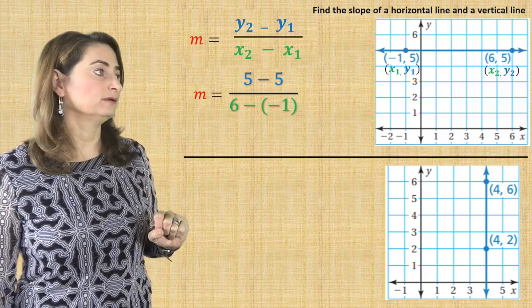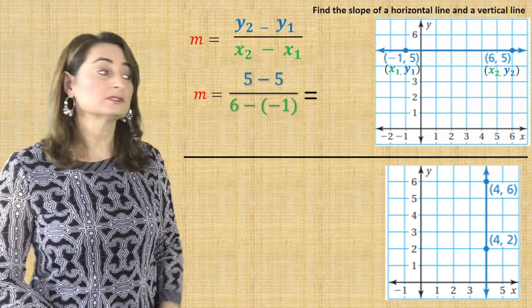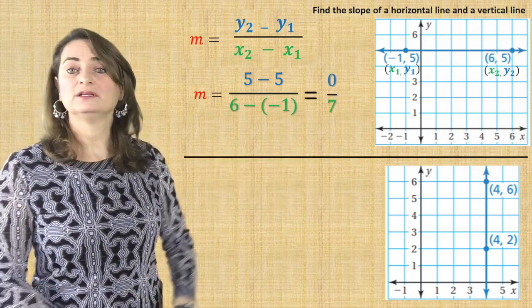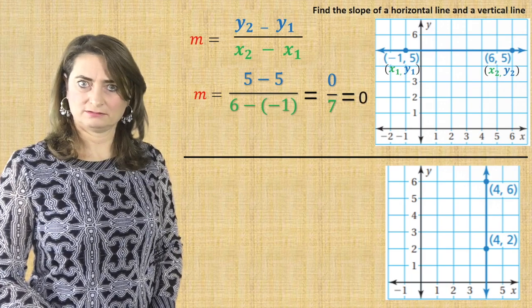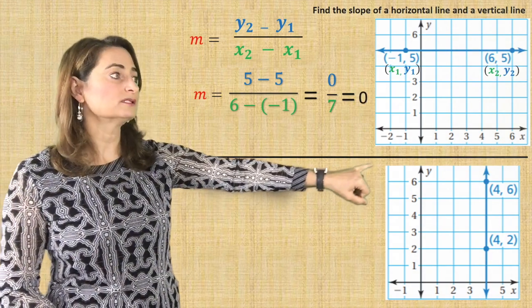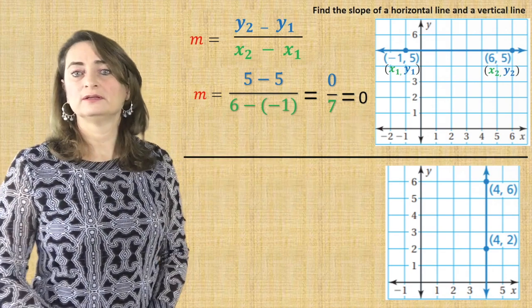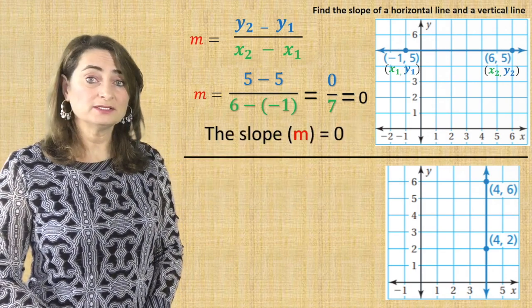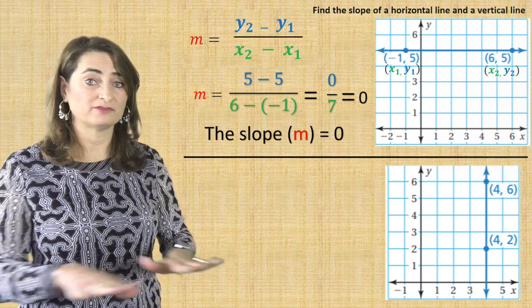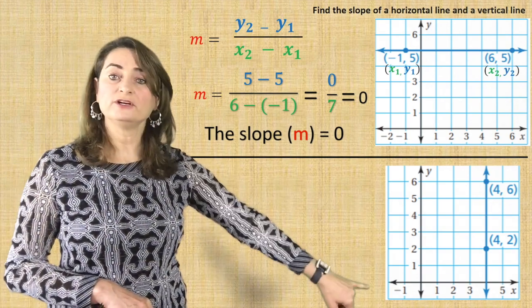Watch how you put it in parentheses. So the slope equals 0 divided by 7, which is 0. And I know that my answer is right because if I use 0 times 7, it does equal 0. So the slope is 0. The horizontal line, always the slope is 0. It's flat. Now let's talk about a vertical line.